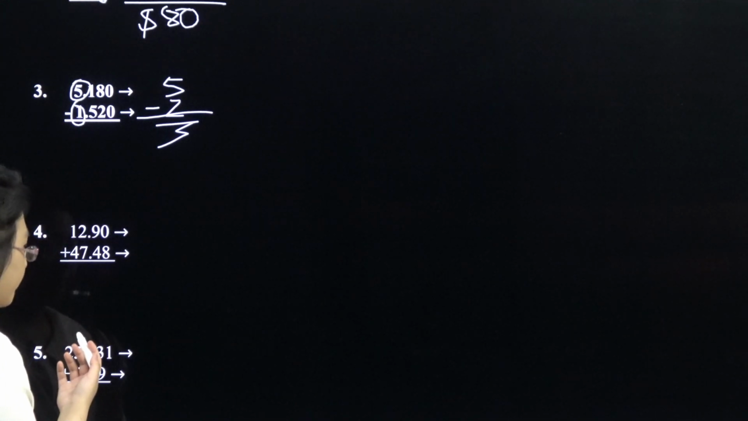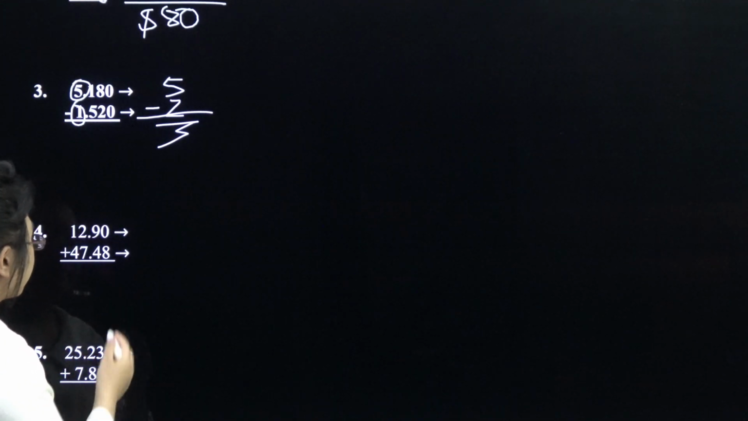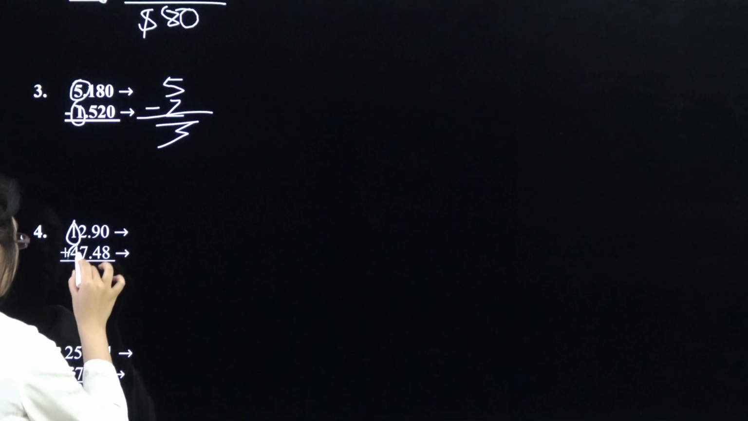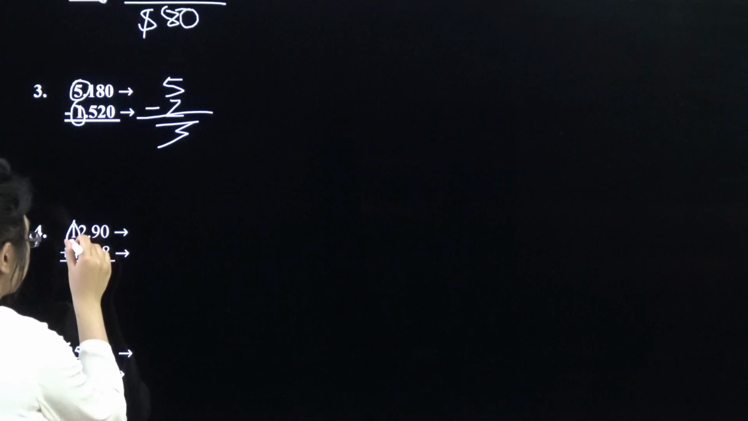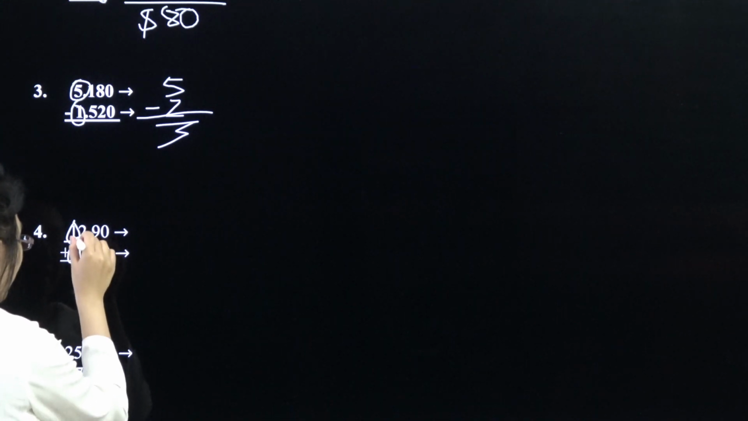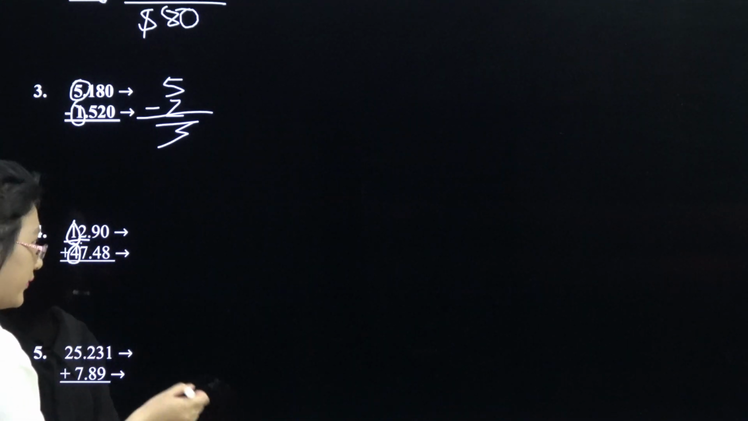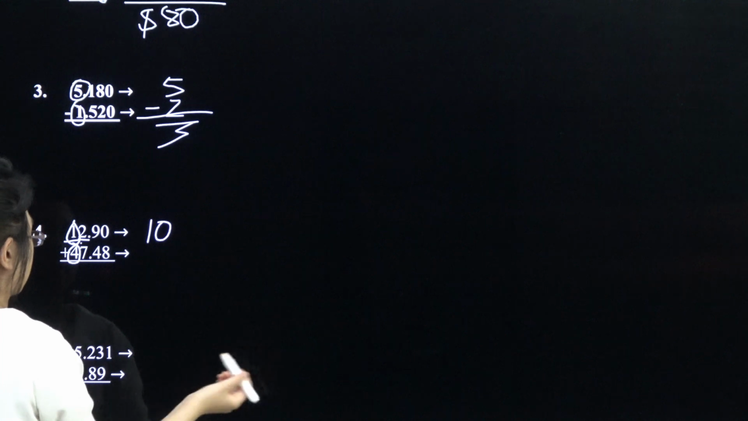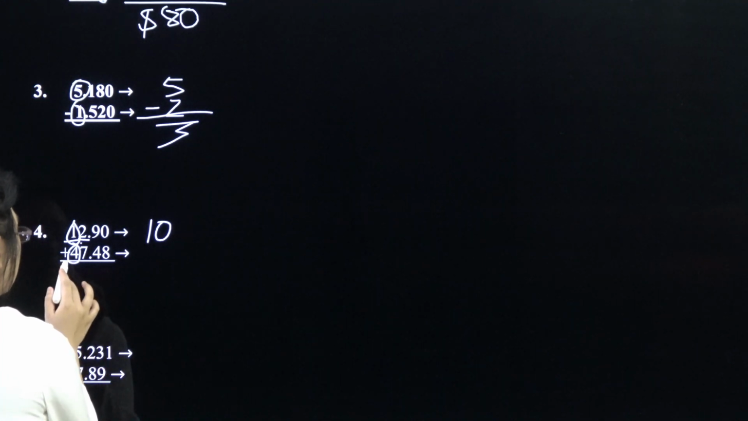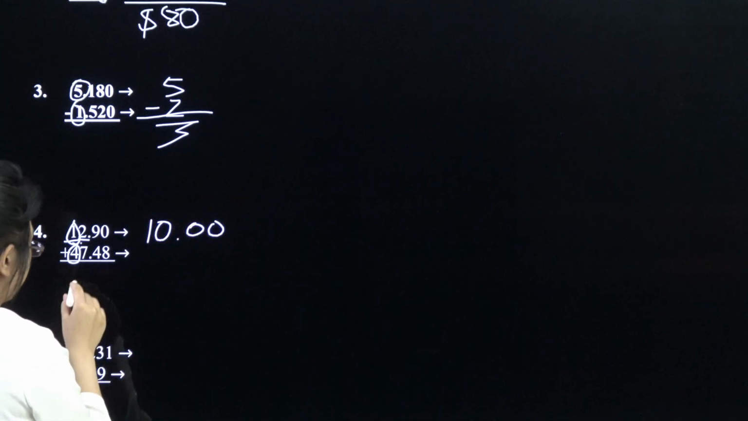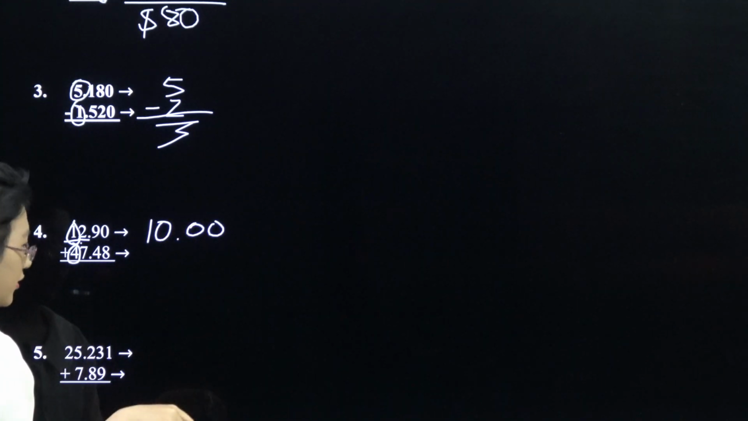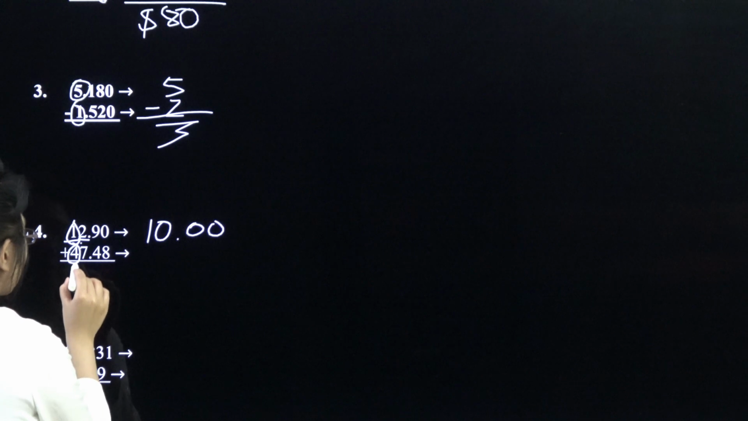Over here, it's front end, and that would make 1. You move to the right, that's 2. 2 is smaller than 5, so you round down, that's just 10.00. Technically, you could just omit those, but we're going to keep those for the sake of it.